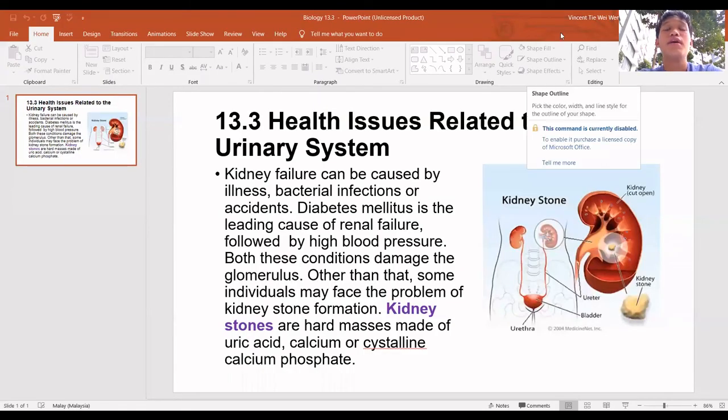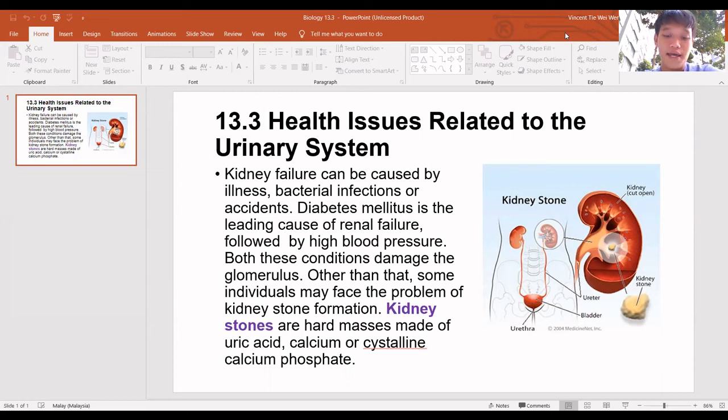Next, 13.3, health issues related to the urinary system. Kidney failure can be caused by illness, bacterial infections, or accidents. Diabetes mellitus is the leading cause of renal failure, followed by high blood pressure. Both these conditions damage the glomerulus. Other than that, some individuals may face the problem of kidney stone formation. Kidney stones are hard masses made of uric acid, calcium oxalate, or crystalline calcium phosphate.